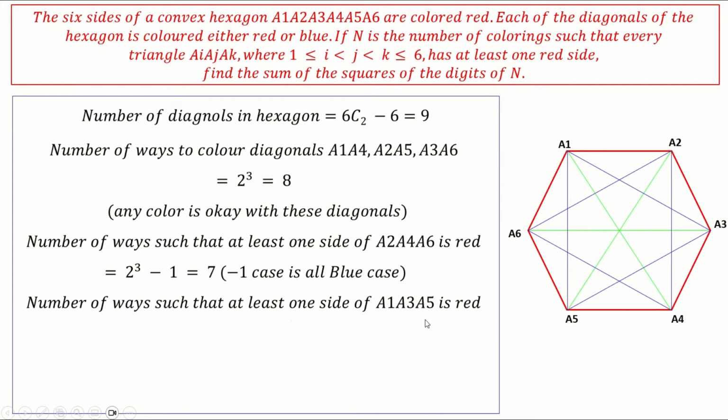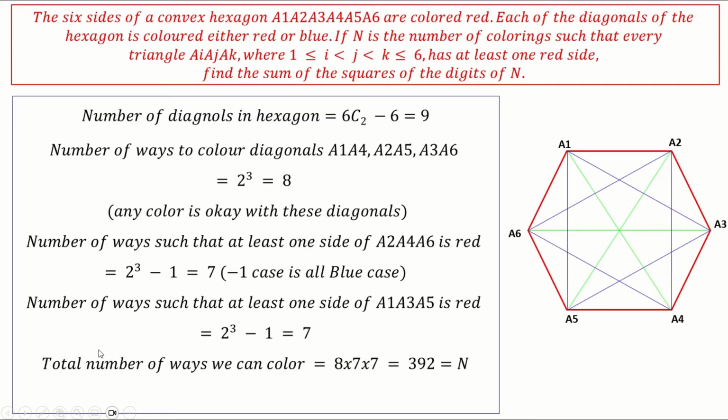Similarly A1, A3, A5, the other blue triangle, so 7 colorings possible here. Total number of colorings possible are 8 into 7 into 7, which is 392. This is what n is. Now we need to find the sum of squares of digits of n. So the answer is 3 square plus 9 square plus 2 square, which is equal to 94. Yeah, this is moderate. You need to understand from the hexagon and the diagonals which ones can be colored in any color and which can be colored with minimum one red. It's moderate.